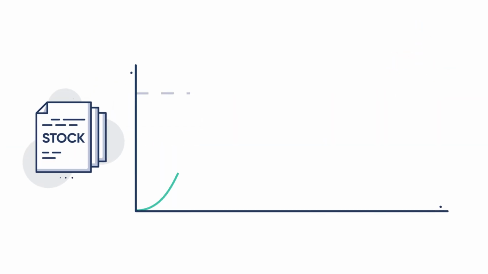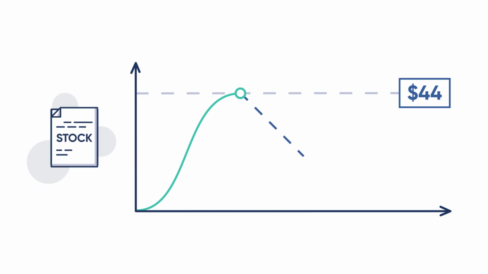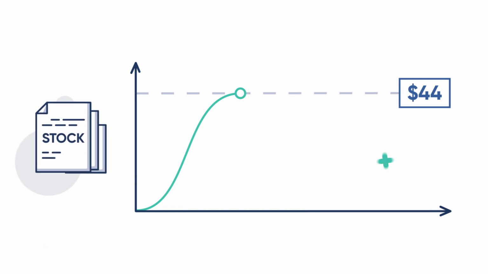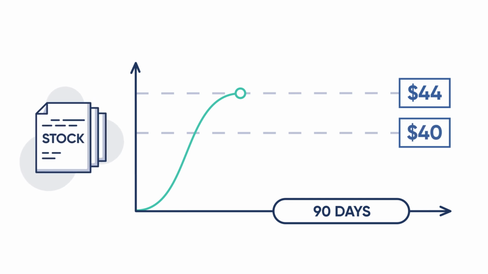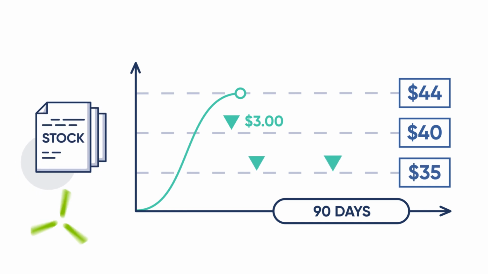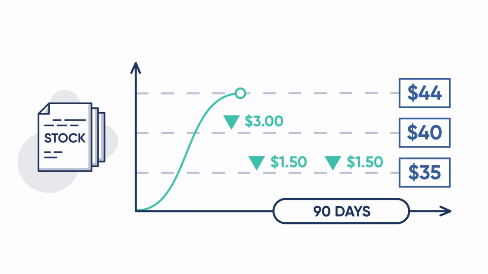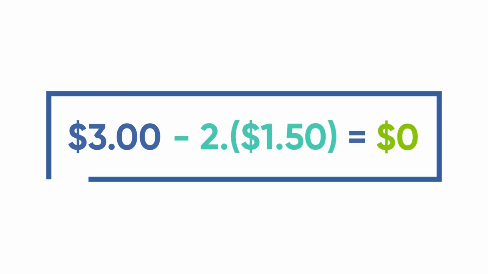Suppose XYZ is trading at $44 and an investor thinks it's headed lower. Using the options that expire in 90 days, the investor creates a put-back spread by selling one 40-strike put for a credit of $3 and buying two 35-strike puts for a debit of $1.50 each, for a net cost of zero. So, what happens next?